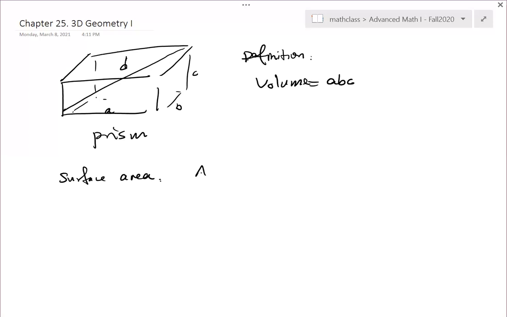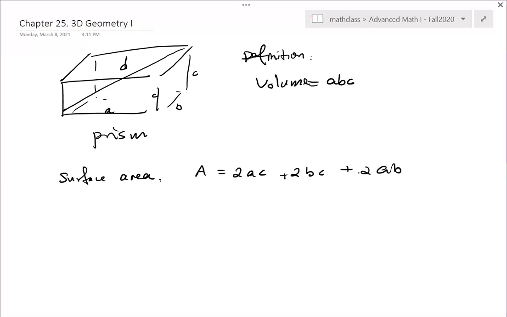How to find the surface area. How many faces are there? Six. You have a front and a back side. The front side is A times C, and the back side is also A times C, so you have twice that. The left side is B times C, and the face on the right-hand side is also B times C. Then the bottom is A times B, and the top is also A times B. So it's twice AB, twice BC, and twice AC.